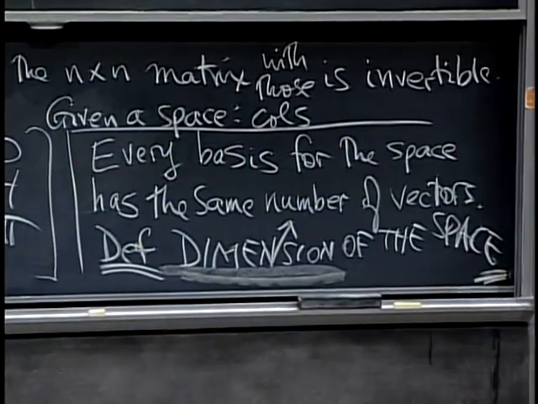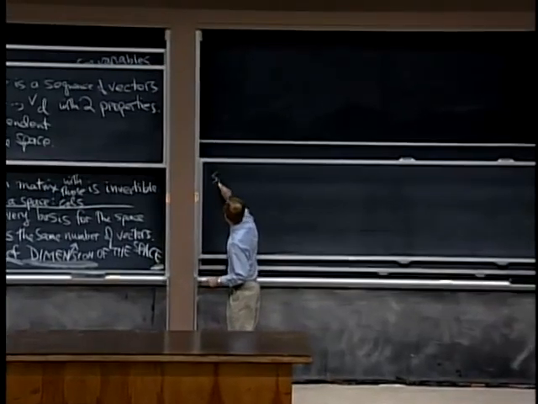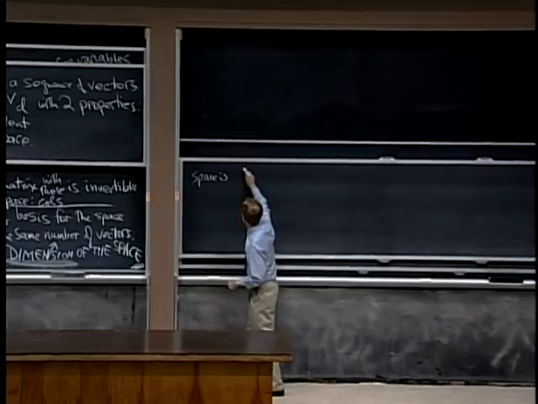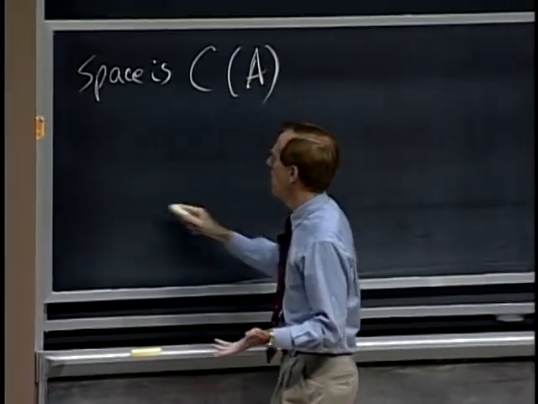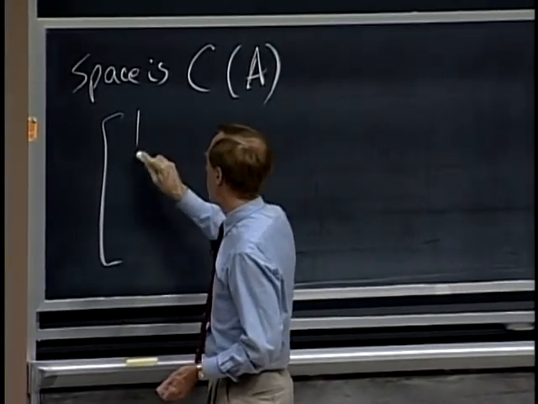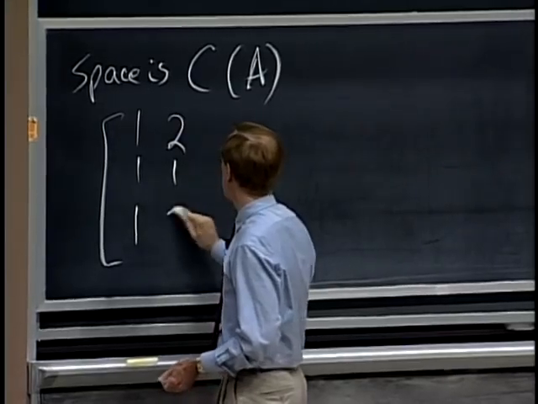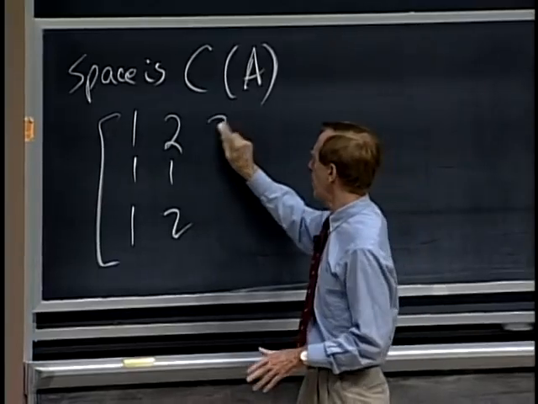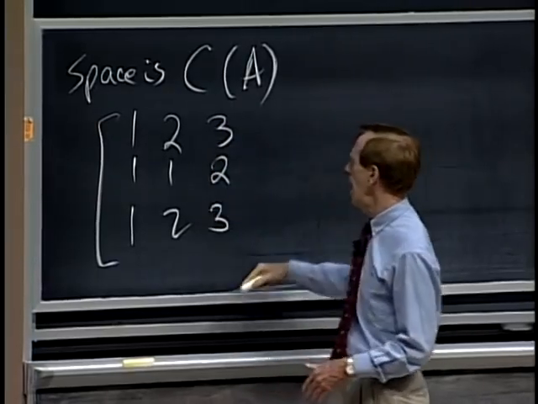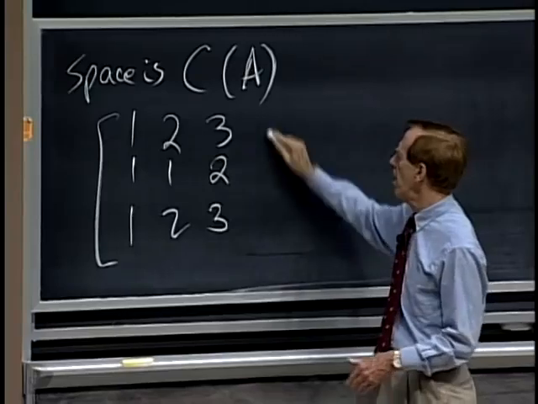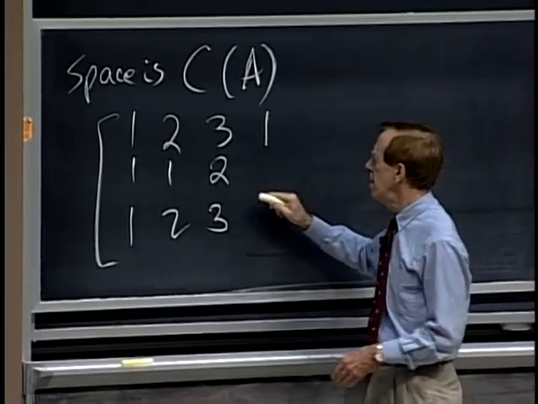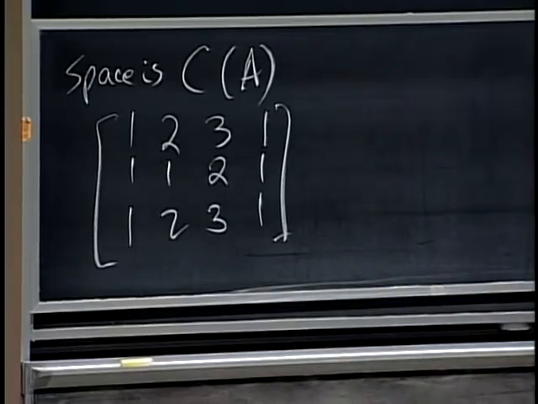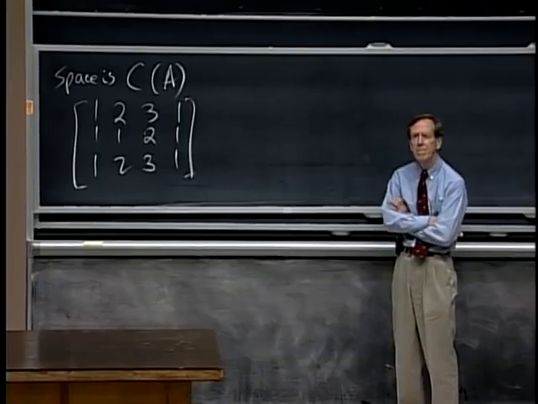Suppose my space is the column space of this matrix. Let me write down a matrix. 1, 1, 1, 2, 1, 2, and to make it clear, I'll take the sum there, 3, 2, 3, and then 1, 1, 1 again. So that's 4 vectors.